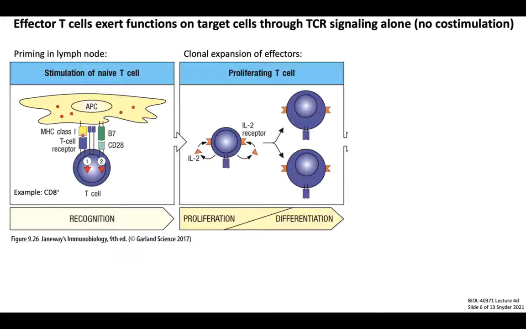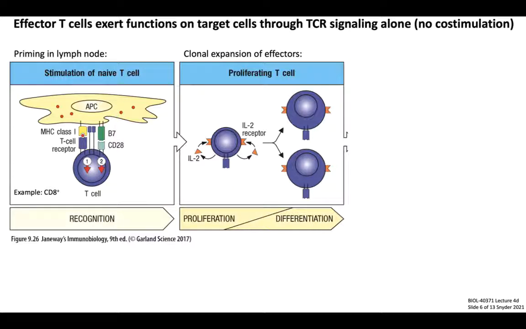Before we get into the specific effector functions of each of these T cell subsets, I want to discuss some key differences between the activation of T cells during T cell priming versus their activation as effector T cells. We've already learned that naive T cells, shown here in purple, require TCR engagement plus co-stimulation in order to become activated during lymph node priming, and this can be viewed as the recognition phase of the T cell response.